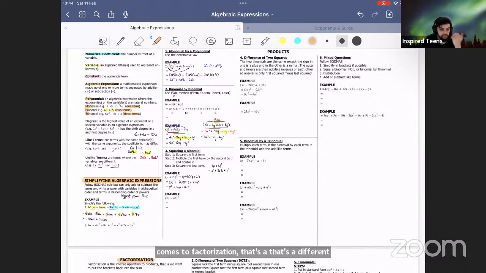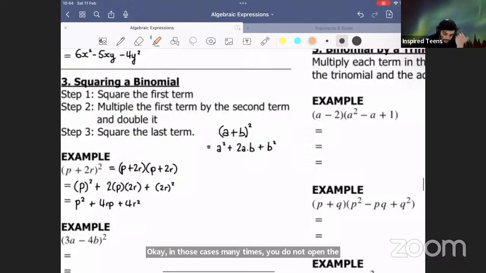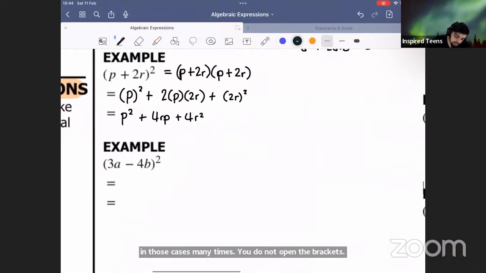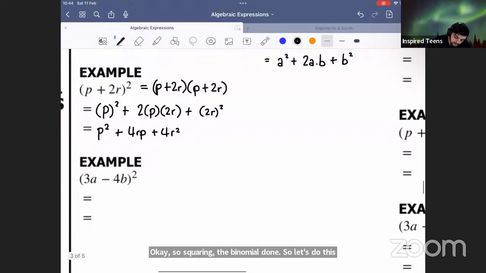Okay, in those cases, many times you do not open the brackets. Okay, so squaring the binomial, done. So let's do this next one. I'm going to follow the steps.